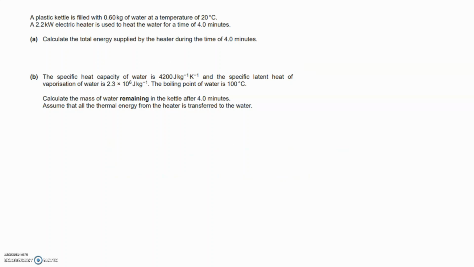Part A, calculate the total energy supplied during the time of 4 minutes. So the energy supplied is equal to power times time, and the power of the heater, we've got to change that to watts, and the time we need to change that to seconds. So 4 minutes times 60 gives you an answer of 5.28 times 10 to the 5 joules.